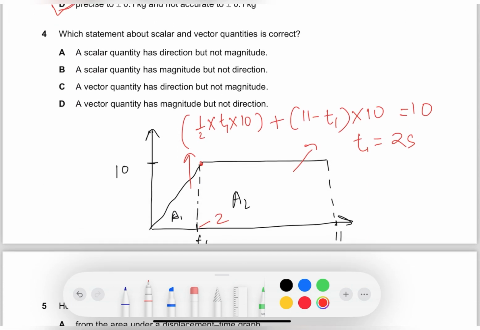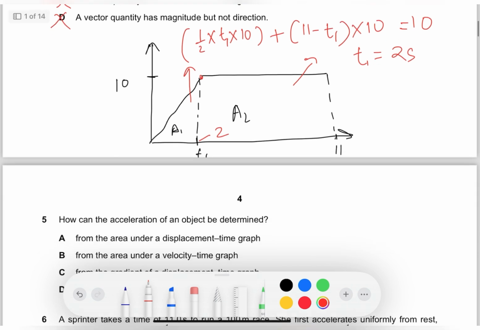Which one about scalar and vector quantity is correct? Scalar has direction? No. Scalar has magnitude? Yes. Vector has direction but not magnitude? No, it has both. And vector has magnitude but not direction? Nada. So this one is also wrong. Let us move on to the next question.